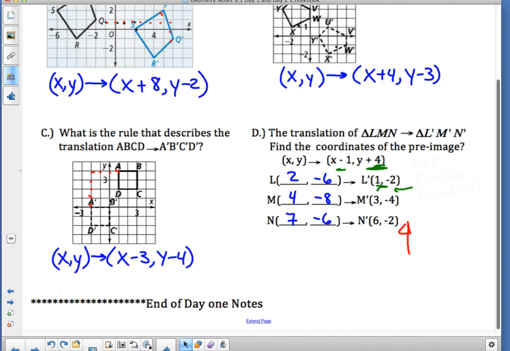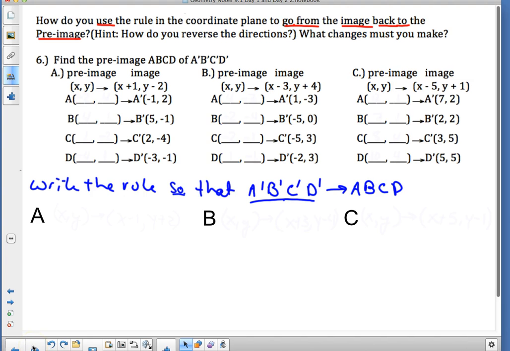Okay? So go ahead. Do that one at the bottom, right there. Go get it. Write the rule so that the A prime, B prime, C prime, D prime is going to A, B, C, D. I'm going to add on to that. After you finish doing these, I want you to write the reversed rule. Okay? The rule you used.